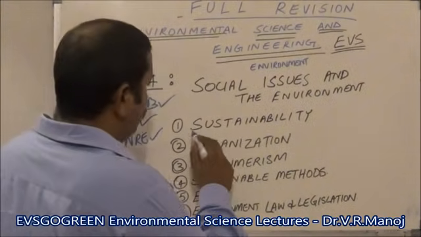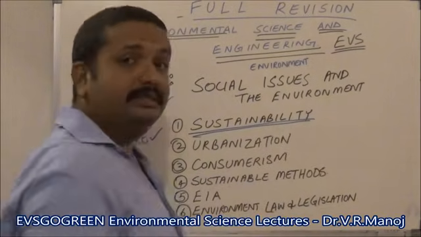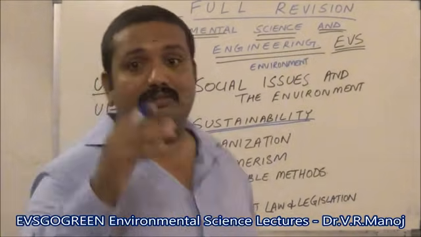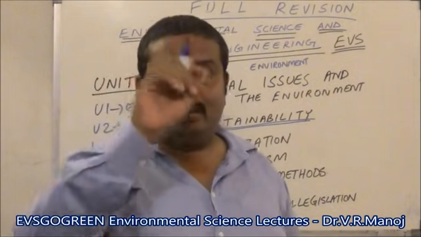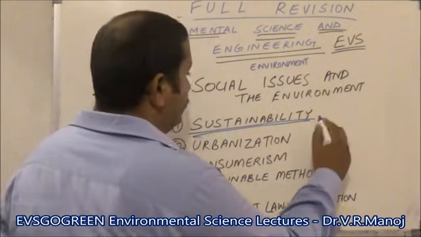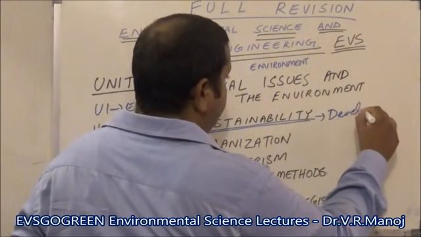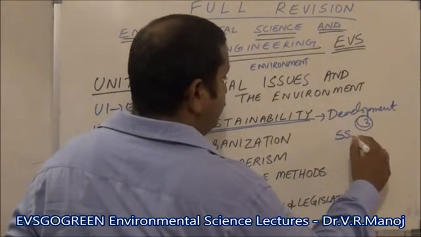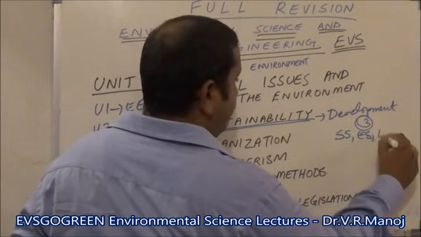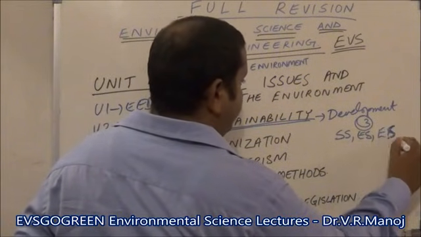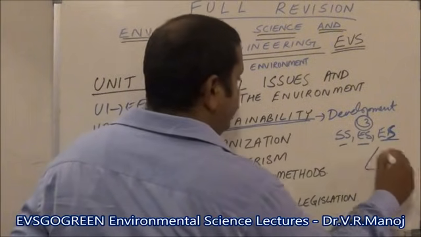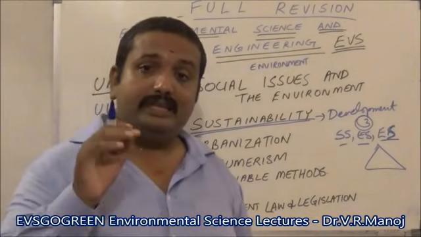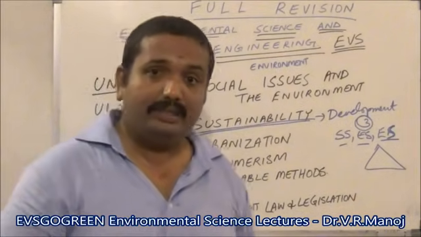Number 1, you must know what sustainability is. Sustainability is the ability of the present generation to meet its own needs without compromising the needs of the future generation. That you should remember. And once you remember sustainability, you should also remember what sustainable development is. There are 3 aspects to sustainable development: social sustainability, economic sustainability and environmental sustainability. So you should mention the 3 sustainabilities as a triangle, and these 3 aspects are also called the 3 pillars of sustainable development.